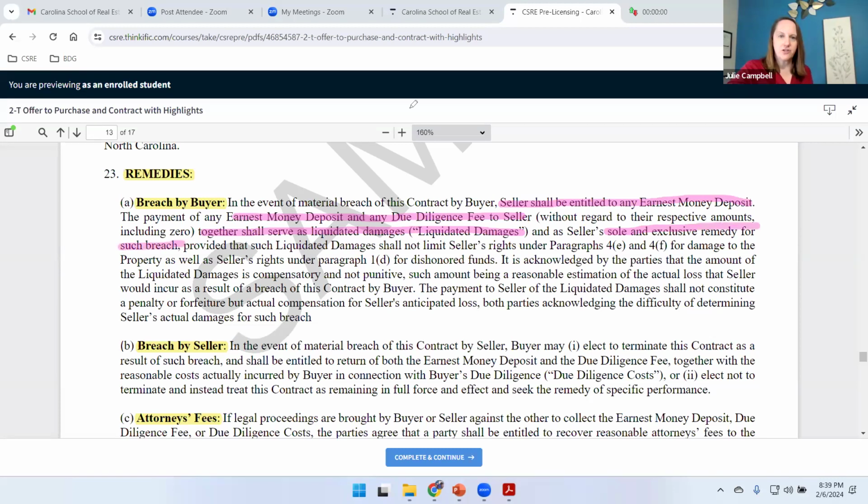The seller, here she is, the seller can't sue the buyer for breaching. All they get is their earnest money and their due diligence fee. So again, listing agents, I say, make sure that your seller is good with this amount. What if the buyer decides 3 hours prior to settlement that they're not going to buy this house? This is all the seller gets, those liquidated damages.